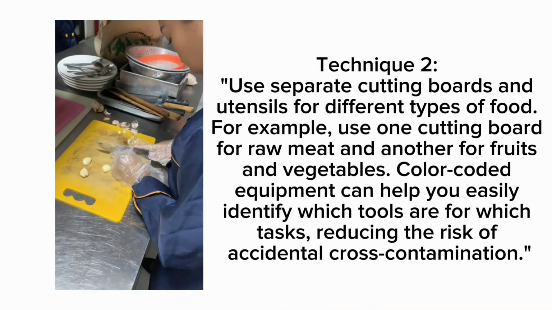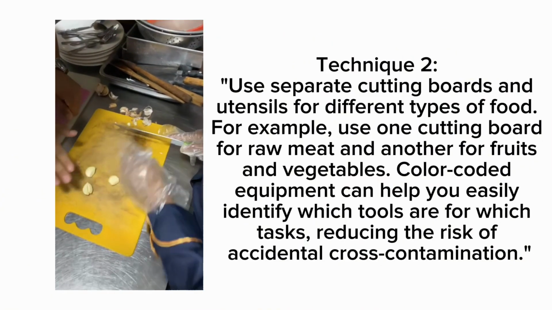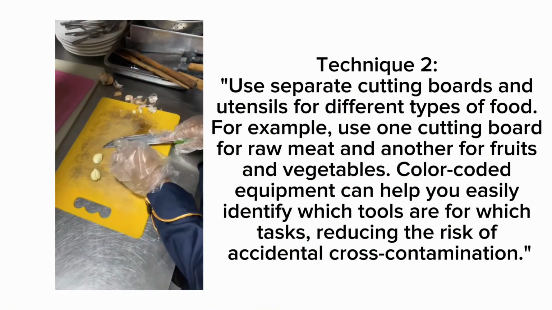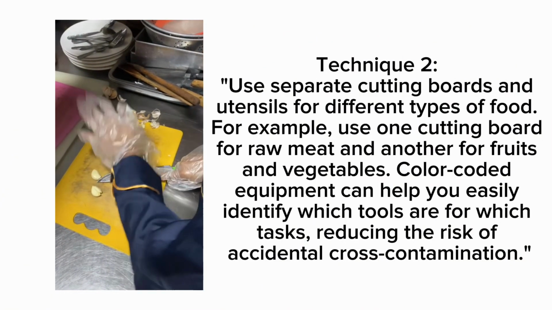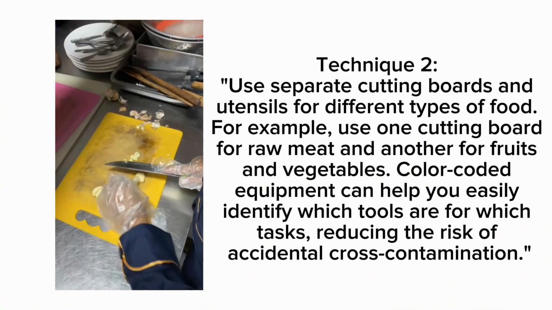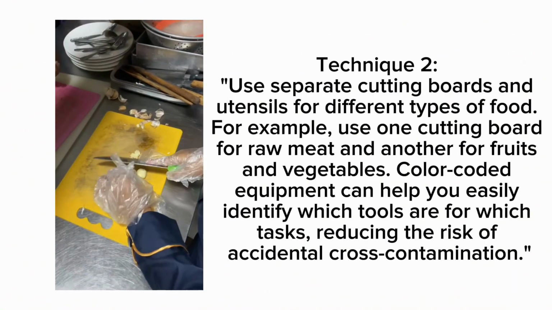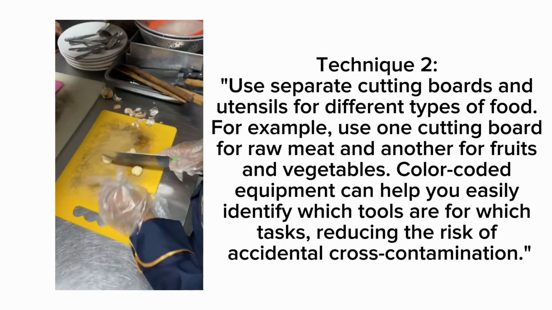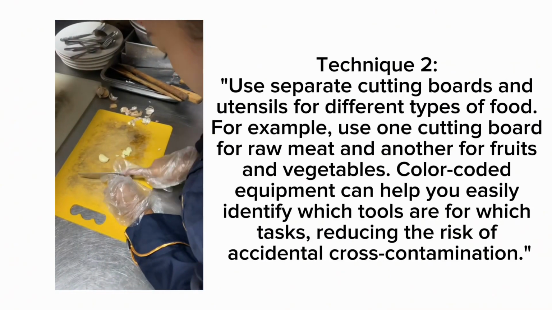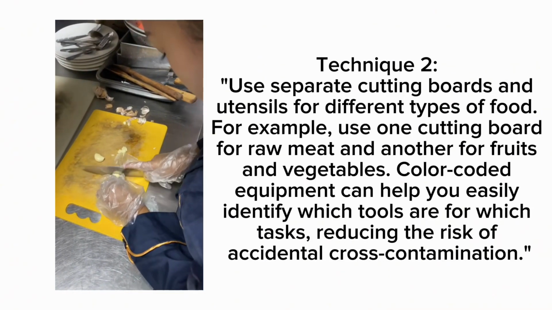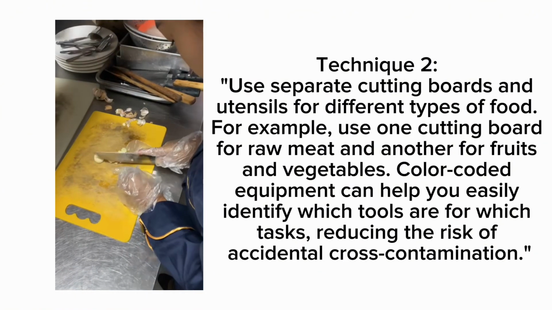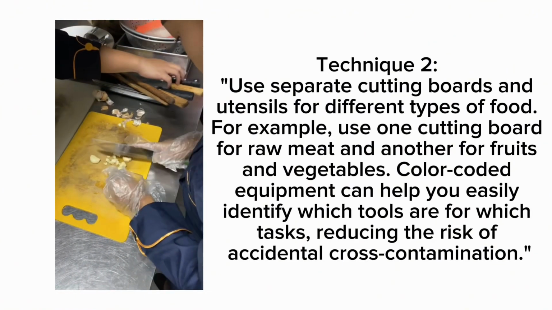Technique 2. Use separate cutting boards and utensils for different types of food. For example, use one cutting board for raw meat and another for fruits and vegetables. Color-coded equipment can help you easily identify which tools are for which tasks, reducing the risk of accidental cross-contamination.